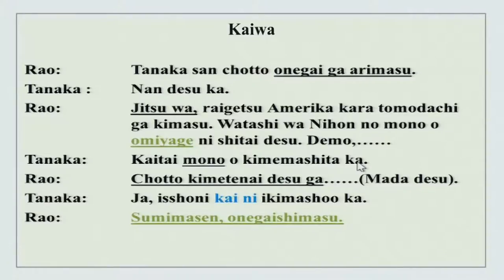Kaitai mono wo kimemashita ka? Chotto kimete nai desu ga, I haven't decided as yet. You could also say directly, mada desu. A direct answer, mada desu. And chotto kimete nai desu ga, and again you leave it incomplete, which is very, very typical of the Japanese language. You say something and just let it go like this.